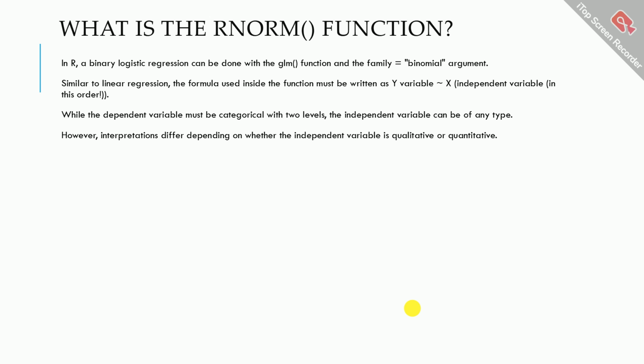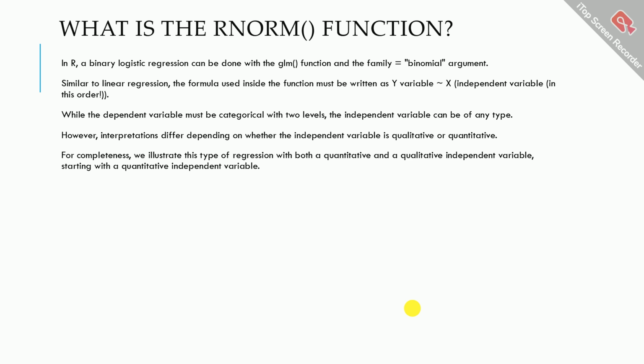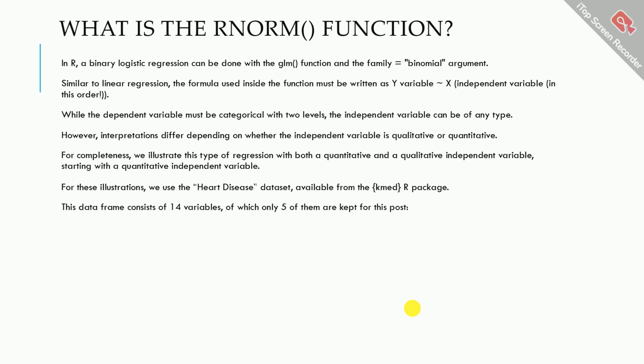However, interpretations differ depending on whether the independent variable is quantitative or qualitative. For completeness, we shall illustrate this type of regression with both a quantitative and a qualitative independent variable, starting with a quantitative independent variable in this video. For these illustrations, we will use the heart disease dataset, which is available in the R package named kmed. This data frame consists of 14 variables, of which 5 will be retained for this analysis.